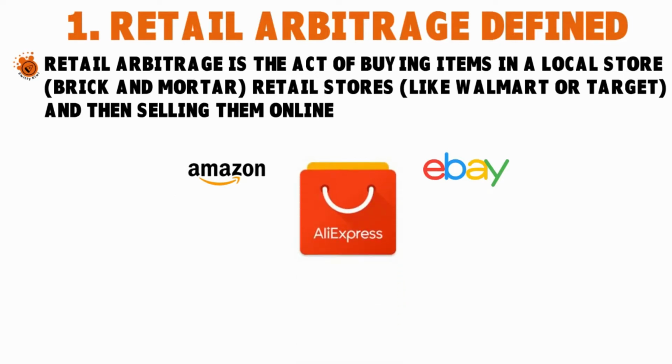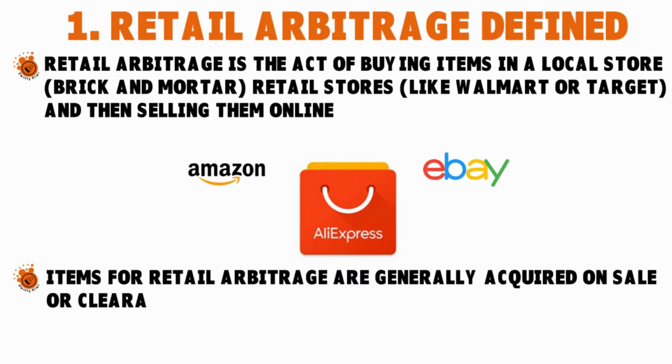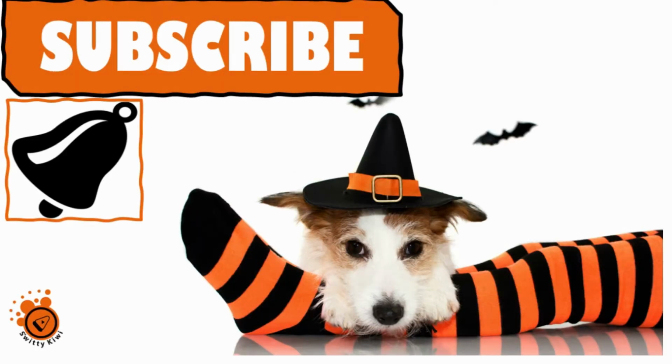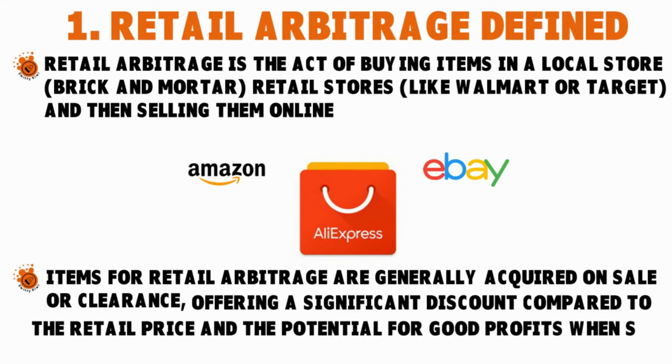So the arbitrage here is basically you're trying to make money on the price differential. Usually the way you do this is you look for products that are on sale or clearance, so that you buy those products at a significant discount compared to the retail price, with the potential for good profits when you sell them online. When you buy products at local brick and mortar retail stores, you can sell those products on various marketplaces.